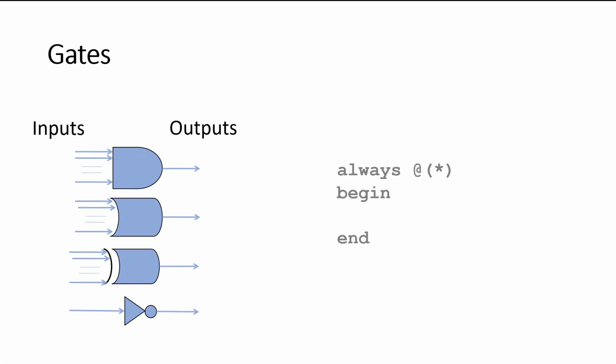An OR gate outputs 1 if any one or more of the inputs is 1. It will output 0 if all of the inputs are 0. So any input 1 means the output will be 1. For OR, we use this bar symbol just like in most programming languages.